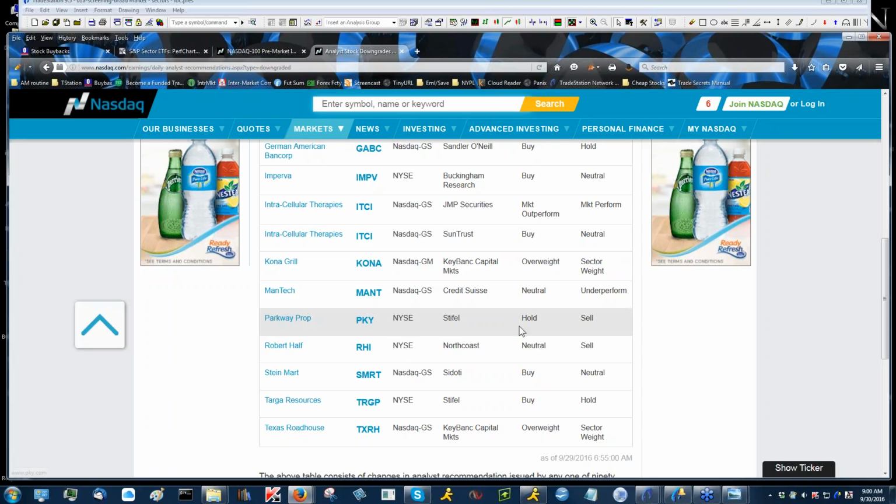What I would be doing, and what Ryan would be doing, on these sorts of things, Robert Half, Parkway Properties, is that our eye would immediately get drawn to that. And most likely we would look at a chart to find a region where we could sell a rally in order to short it. What will probably happen today at the open on these is that they will sell off in the beginning, a sudden drop. Then there'll be profit taking, and it'll start heading back up.